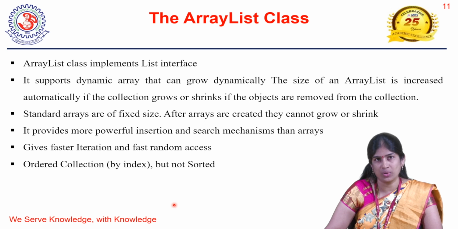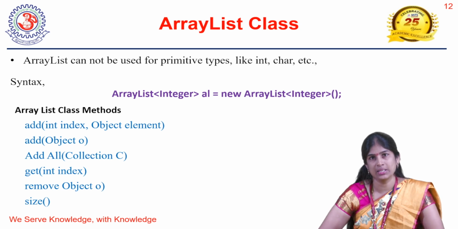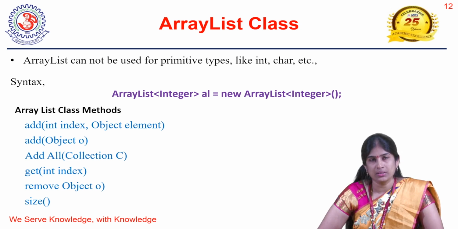That is one of the major advantages of using ArrayList, and it is a very powerful mechanism for insertion as well as search operations, and it gives faster iteration and fast random access. Ordered collection by index. You can have an ordered collection of objects in this ArrayList, but not sorted. There is no sorted list you will get from ArrayList. ArrayList cannot be used for primitive data types like int, char, etc. What does it mean? These collections will work on objects.